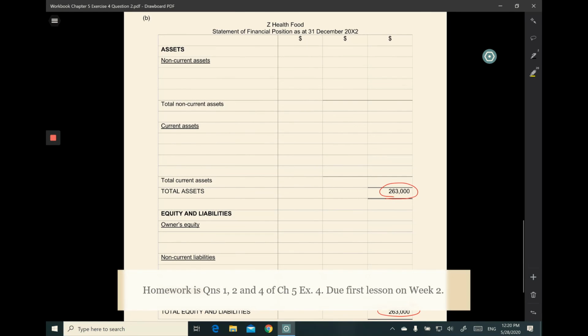If you can get these two numbers right, then that means you are on the right track. So I want you to try this question out. On top of doing this question, your homework is also to do question 1, question 2, this question, and question 4 of chapter 5, exercise 4 of your workbook.